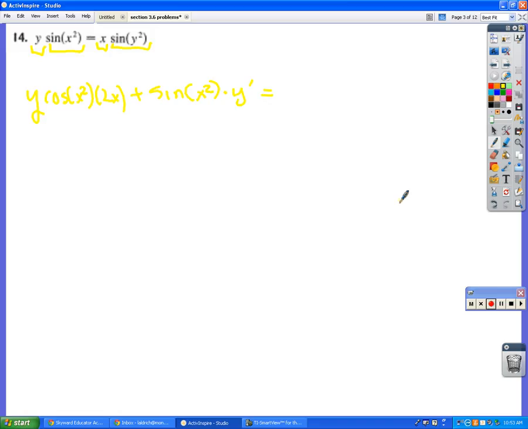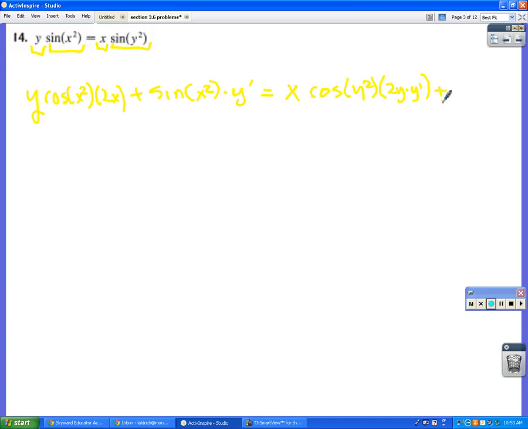Okay, now we do the same thing on the other side. So again, same thing. First one, which is x, times the derivative of the second one, which will be cosine of y squared times 2y, y prime. Plus the second one, sine of y squared times the derivative of the first, which would just be 1.